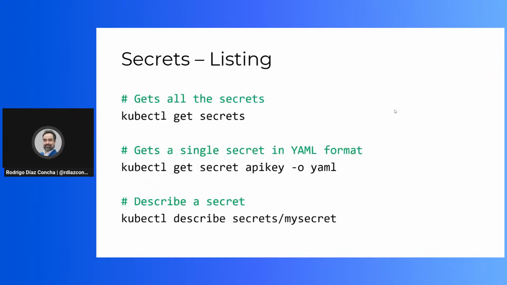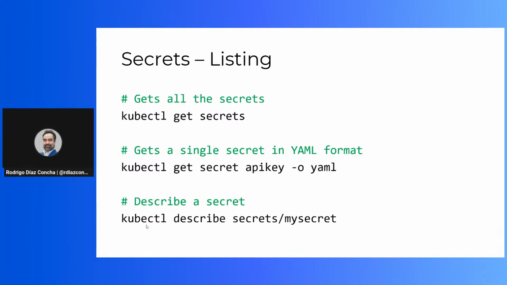So you can use get secrets for obtaining all the secrets, or if you want to obtain a single secret, you can use get secret and the name of the secret, and then you can output that particular secret in other formats such as YAML, right? And you can use describe as well for describing a particular secret.